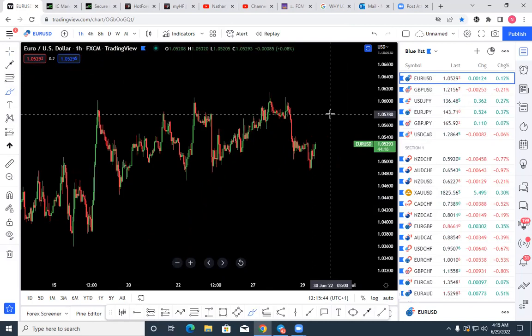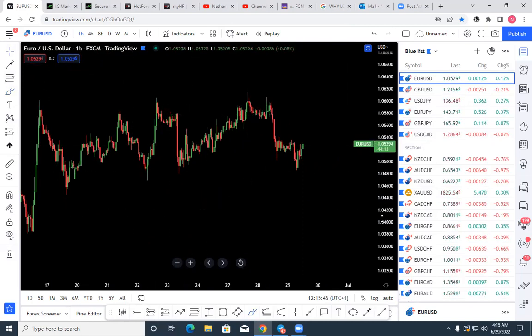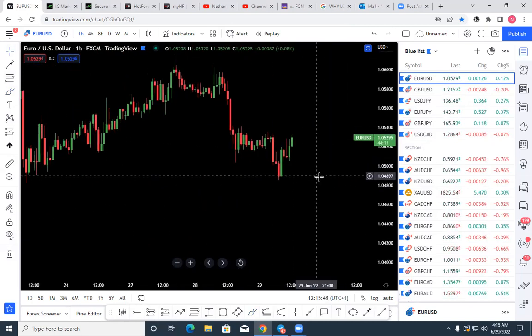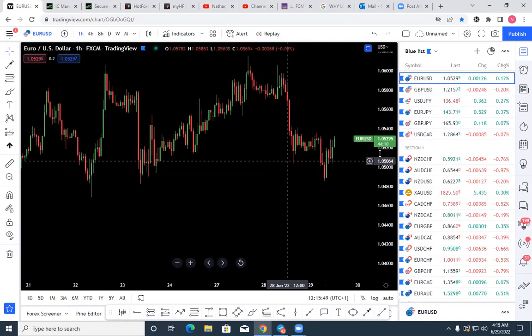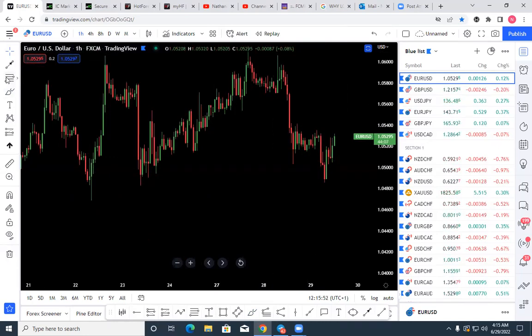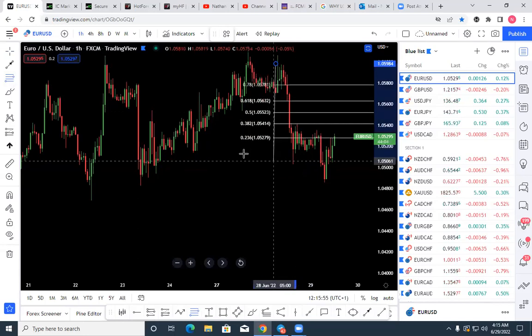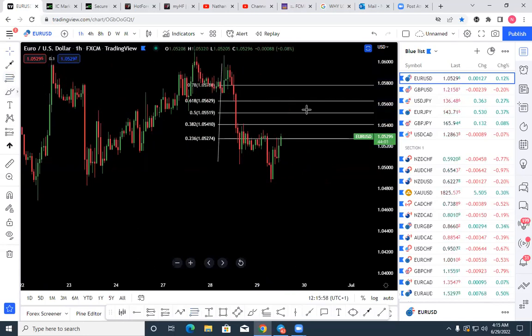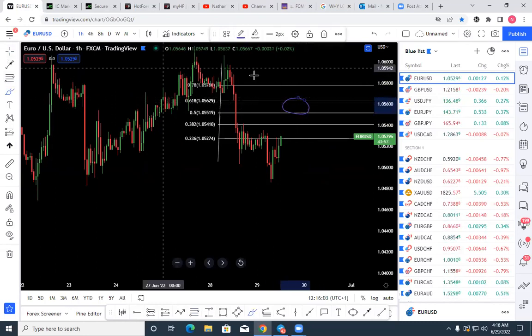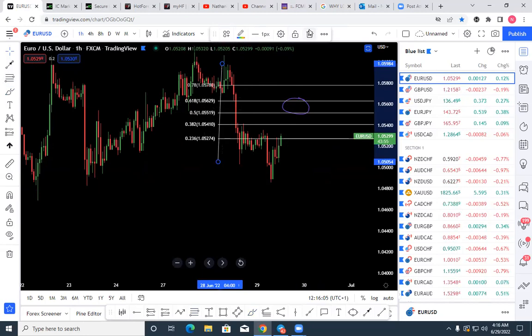So, no problem, it can correct, but we should be able to define the correction we have seen after we have spotted the impulse. Where is the impulse? From this level to this level. Where is 50 to 61.8? This level. All right. So let's remove the fib.